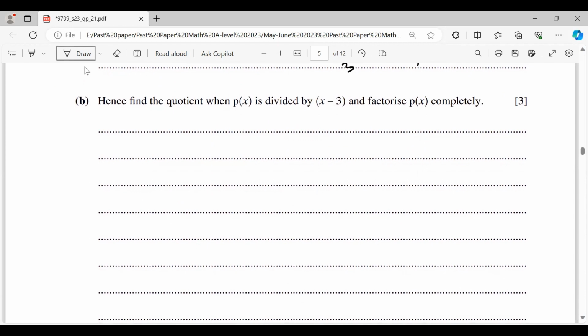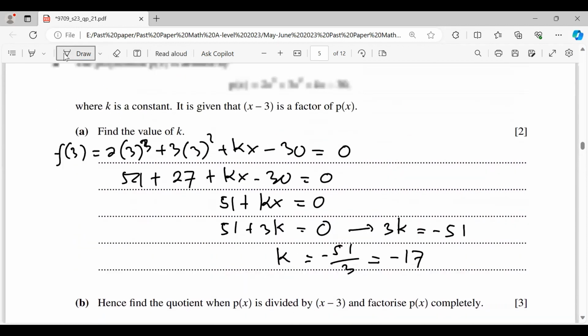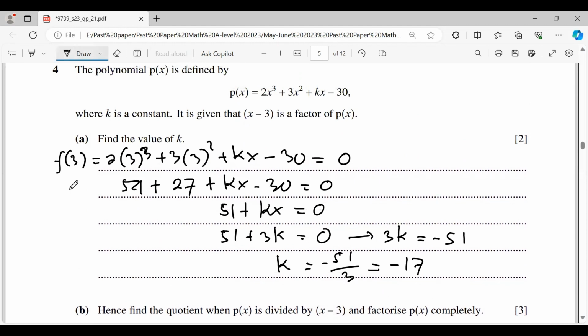Hence, find the equation when P(x) is divided by x minus 3 and factorize P(x) completely. Right. It means the function becomes P(x). If k is negative 17, it means P(x) equals 2x cubed plus 3x squared minus 17x minus 30. Okay.